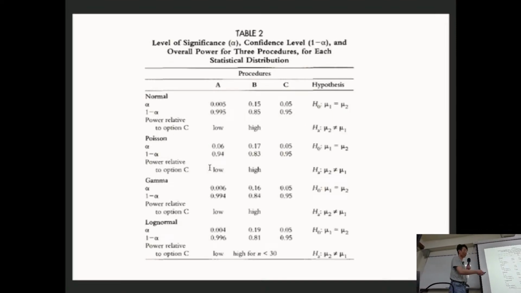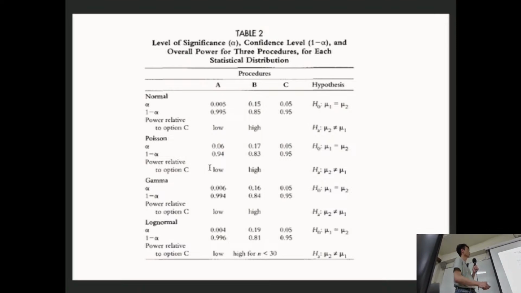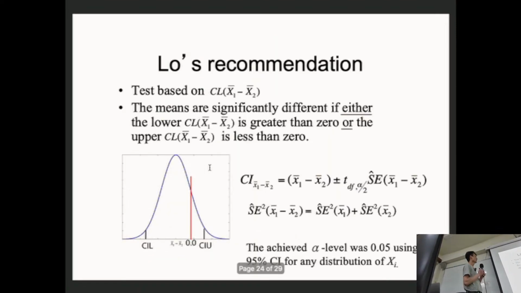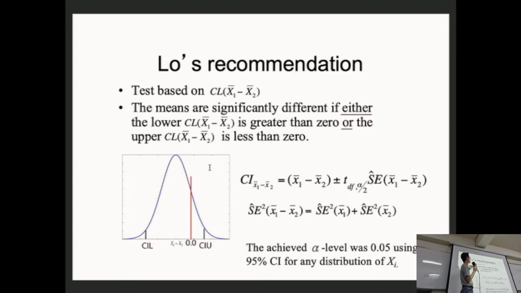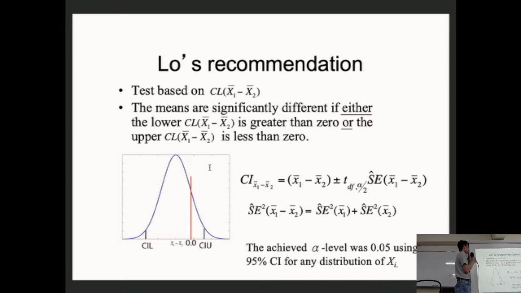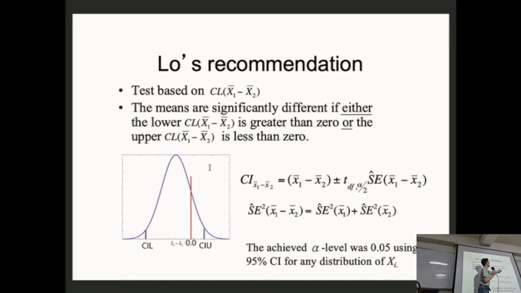And then this is just some exercise she did, where she tried data generated from different distributions to see what's the best way. And of course, as nowadays we understand, the third method is best, right? We need to calculate the confidence interval of the difference in means, that would be the best, and then see whether it's greater than 0 or not, or less than 0, right?